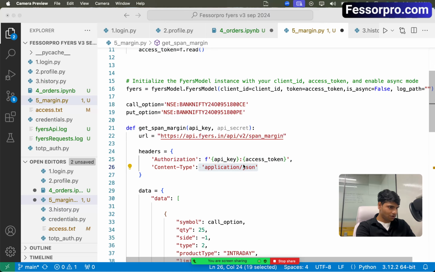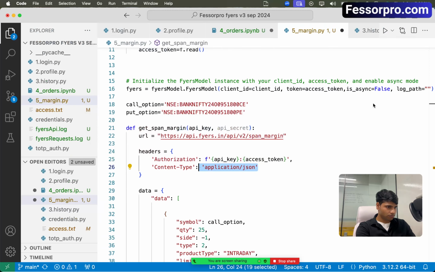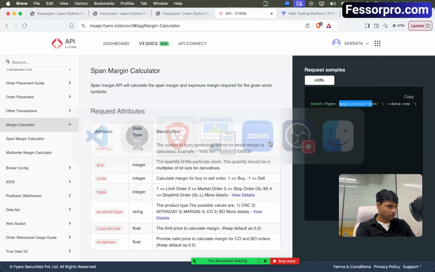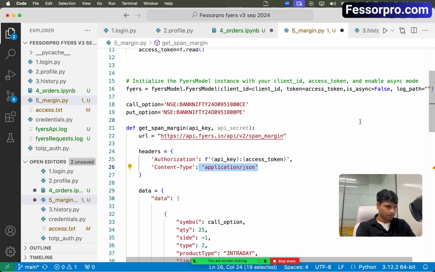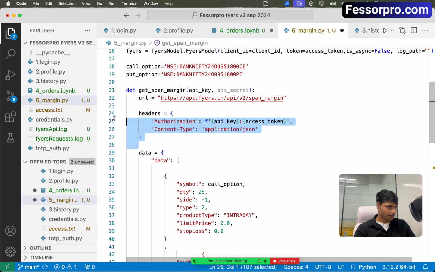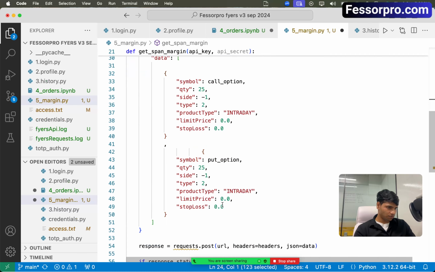Now this I directly copied from here. If you see, application type is slash JSON. Application slash JSON. Here you can see application slash JSON. I directly copy pasted it. Okay, this was the header and this is the data. So first I'll show you for call and then I'll show you for both call and put.